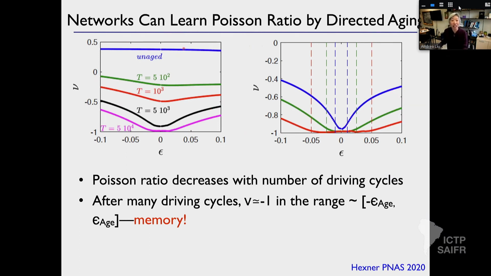So this is after no aging, no cycles. This is the number of cycles of aging that you do. And you see that you get to this point where the Poisson ratio is really close to -1. The cool thing is, if you look at what you get in the end, you can see it's -1 over some range. And the dashed lines are the range over which the system was trained. In other words, for the red system, he went between -5% and 5% strain. And in the end, just by measuring the Poisson ratio, you can read out the strain at which the system was trained. It remembers. There's a memory of the strain at which it was trained. That you can just read out from the finished product.